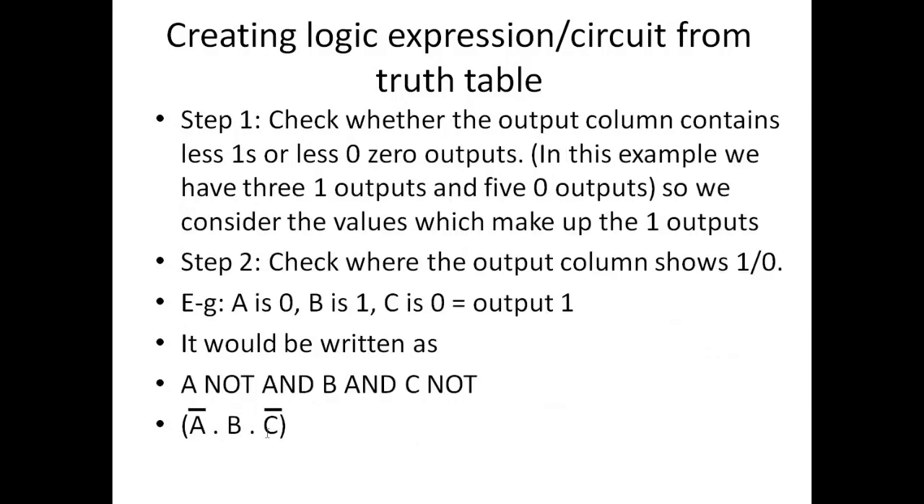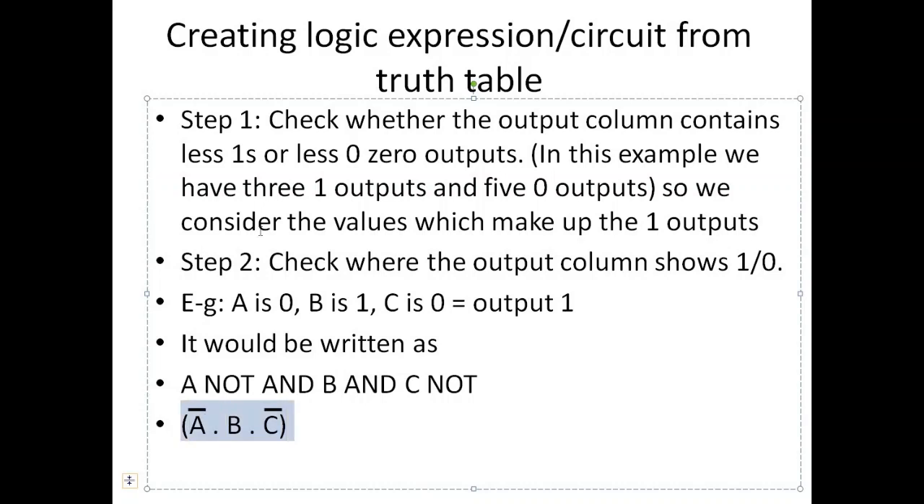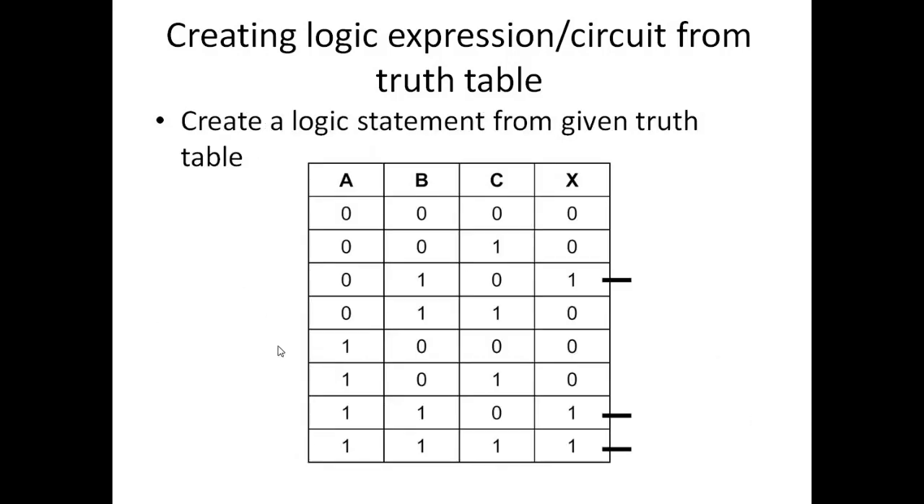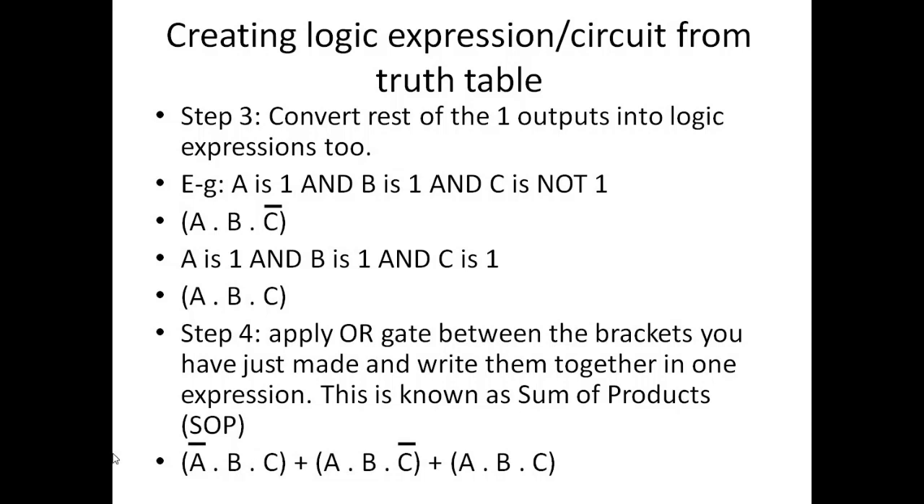Now between the 3 brackets, or the 3 logic terms which you have just made, you need to apply an OR gate. This basically means that you are going to get an output of 1 if this condition is there, or this condition, or this condition. If any time this combination of ABC, or this combination, or this combination occurs, then you are going to have an output of 1. I hope you have understood it.